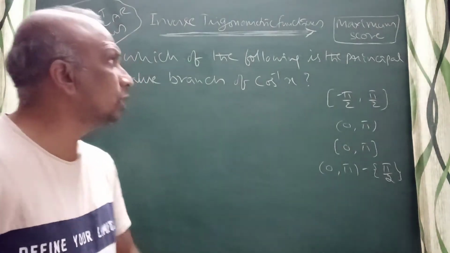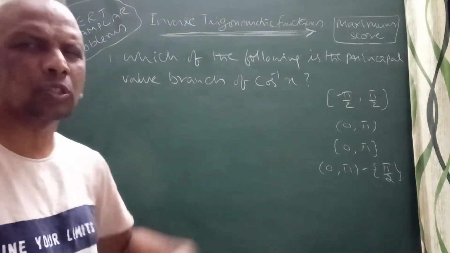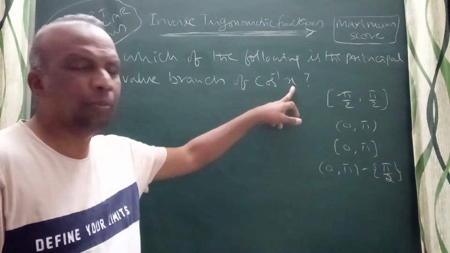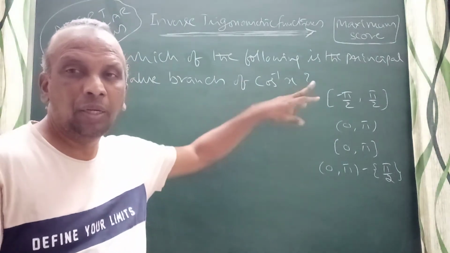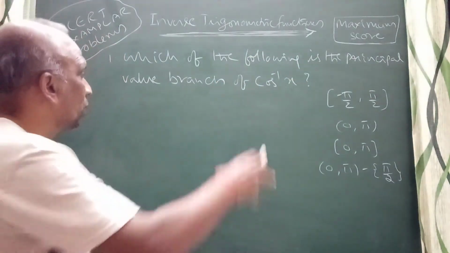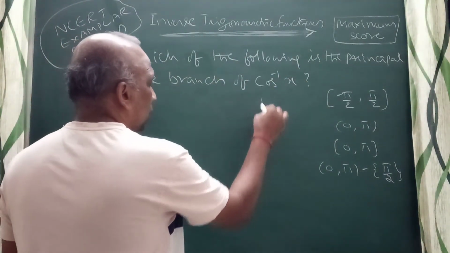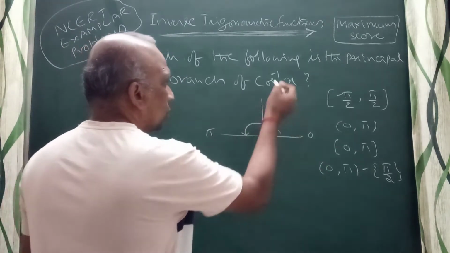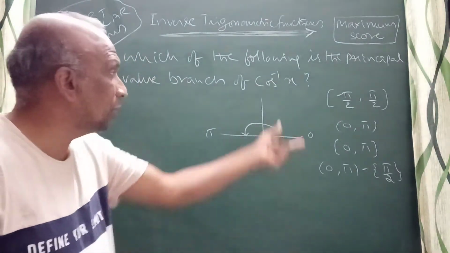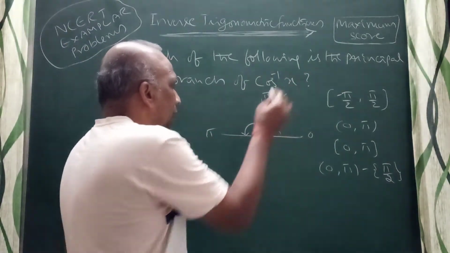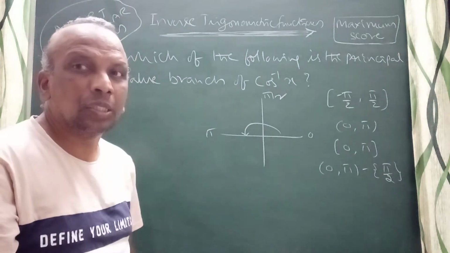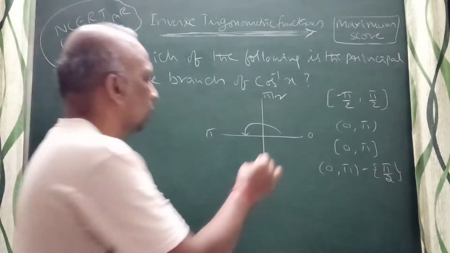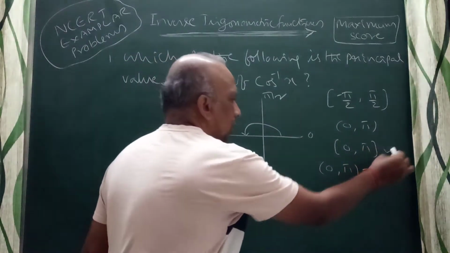When they're asking the principal value branch of cos inverse x, we know that the domain of x is the closed interval minus 1 comma 1. The principal value branch of cos inverse x will be in 0 to pi, right? When x is positive, you will take between 0 to pi by 2. When it is negative, you take between pi by 2 to pi. So that's the reason the principal value branch of cos inverse x is 0 to pi, including those two values. Your answer is this.